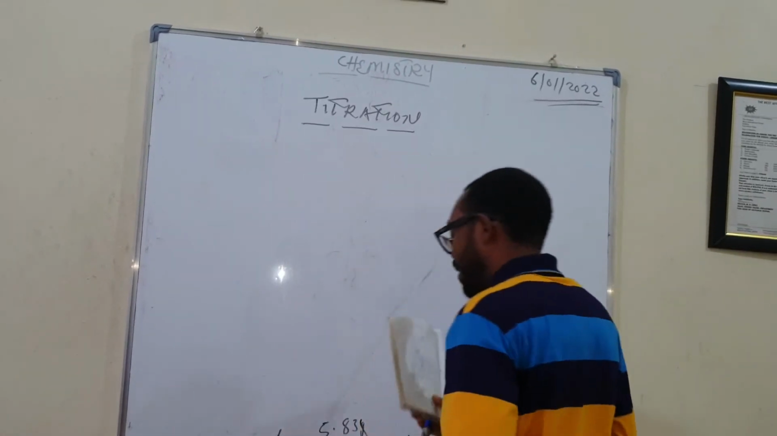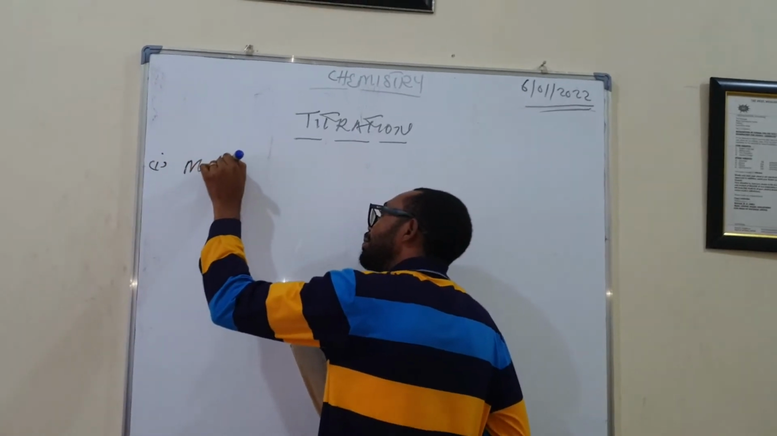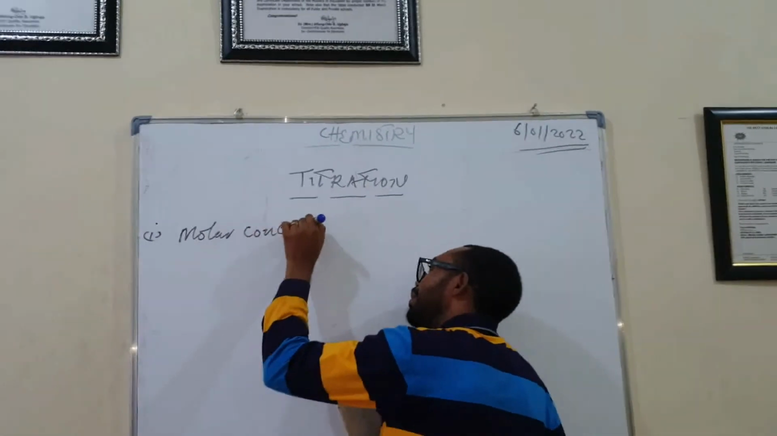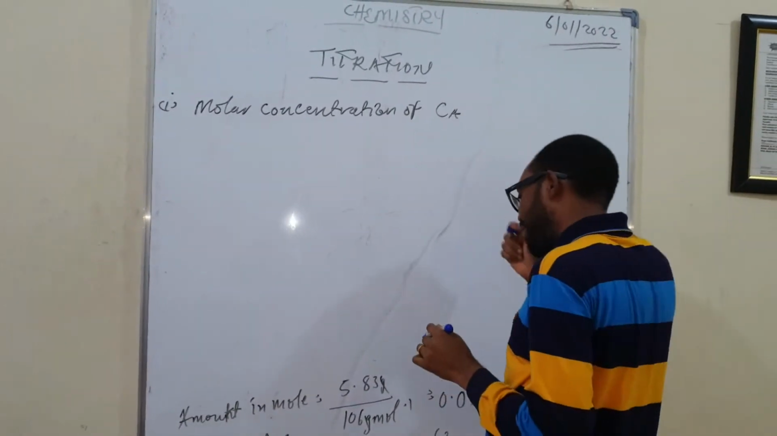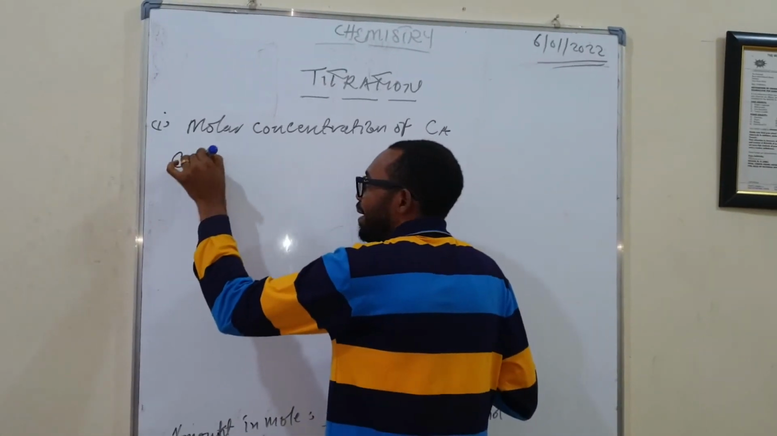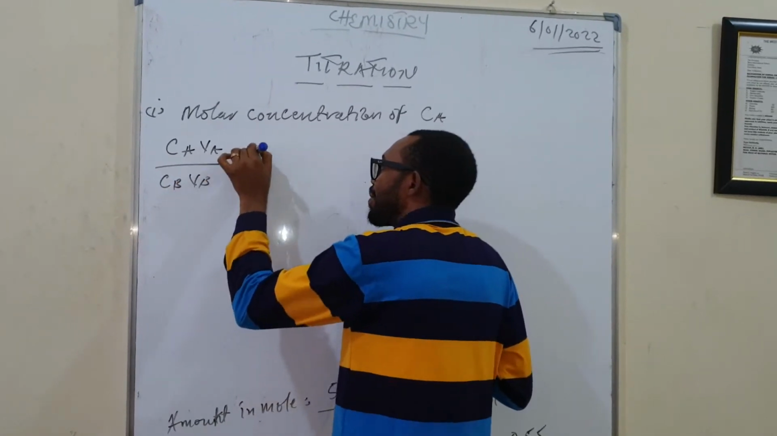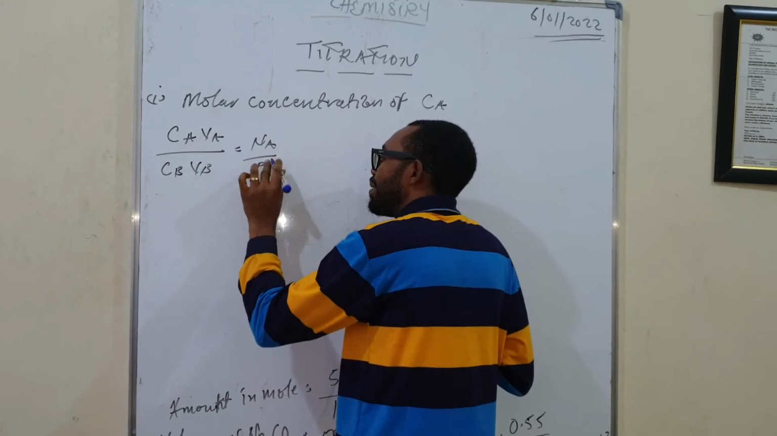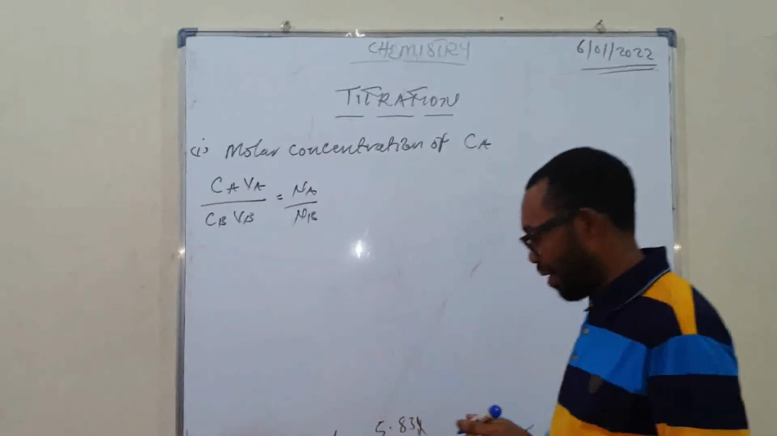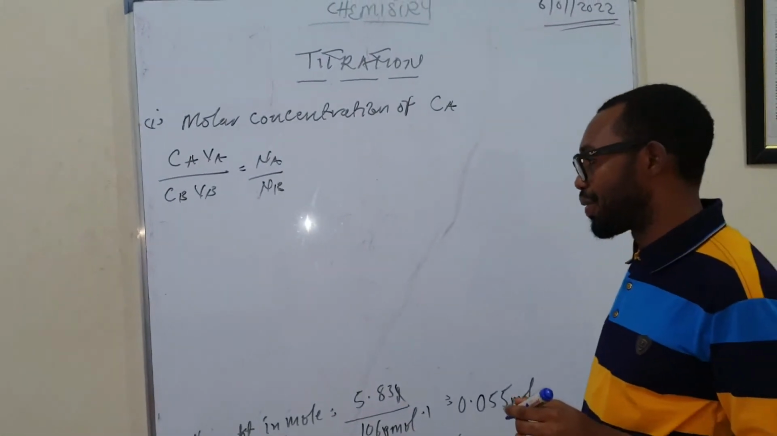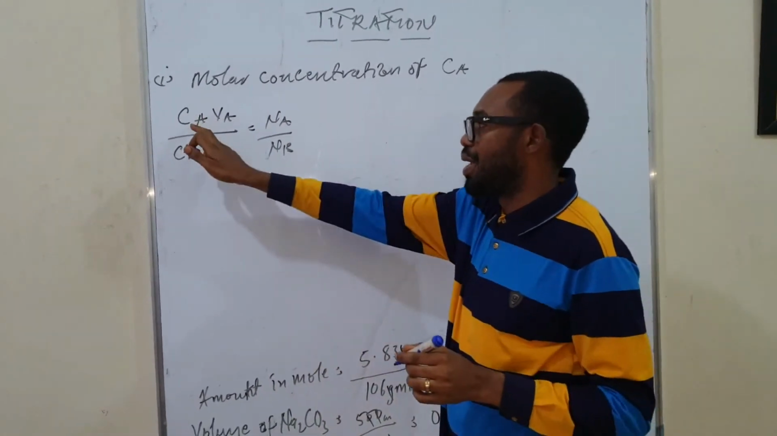So the first thing we are asked to calculate is the molar concentration. Now, this is what we have to find. How do you find it? I said you use the formula: CA over CB, VB is equal to NA over NB. Now we have gotten CB. Of course, you saw the procedure we used in finding this, so we don't have two unknowns in this equation now. We can solve it. So we need CA.